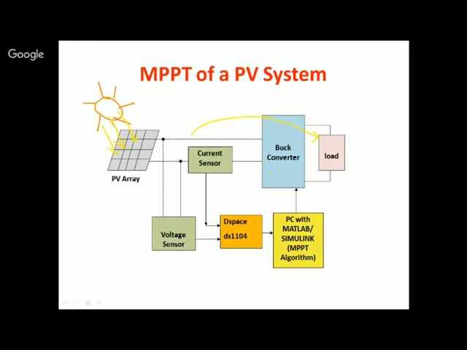What we are doing is we have kept here a buck converter. You can see here we have kept a buck converter. That will do its job. How? The buck converter will have a power electronic device there.